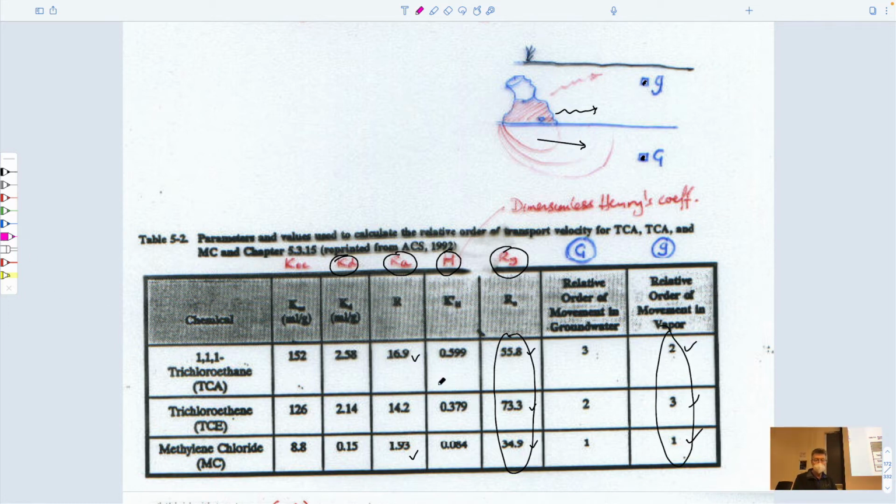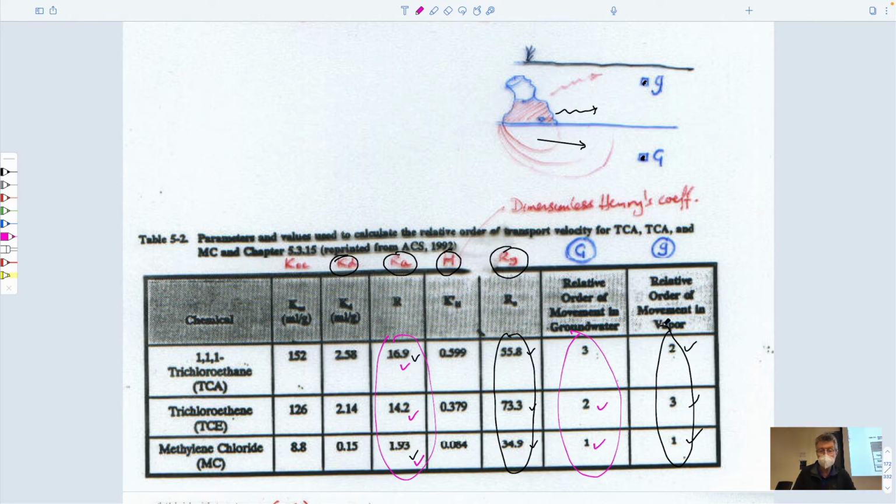And if you look at the retardation in the aqueous zone, the fastest one is this one, the second fastest is this one, and the third fastest is this one. And so, as you cross-correlate this, the first arrivals are the same compound. The second one to arrive in the groundwater is TCE, but the second one to arrive in the vadose zone is trichloroethane. So they arrive in a different order.